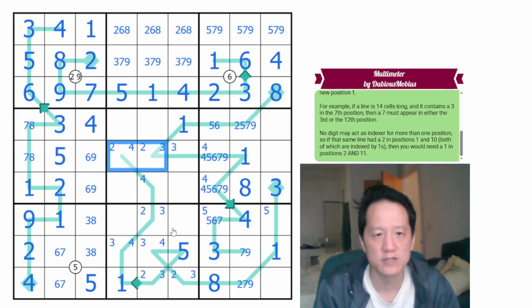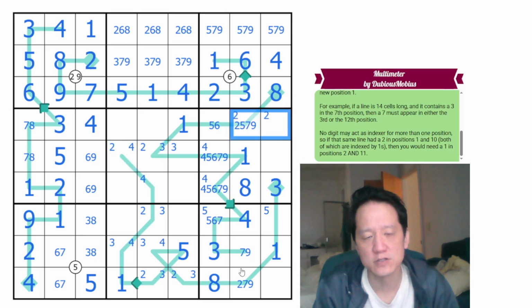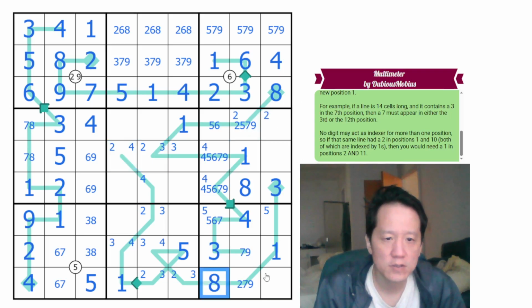So one of these is a 2 here. Which means one of these is a 2 here. And we know one of these 3 is a 2 here. We're not sure which.